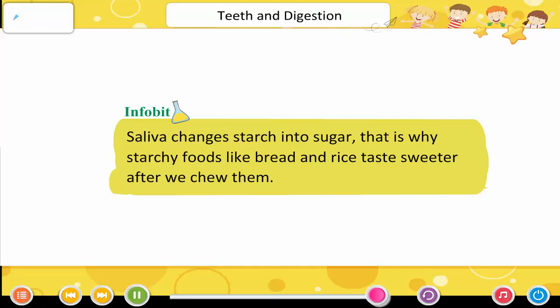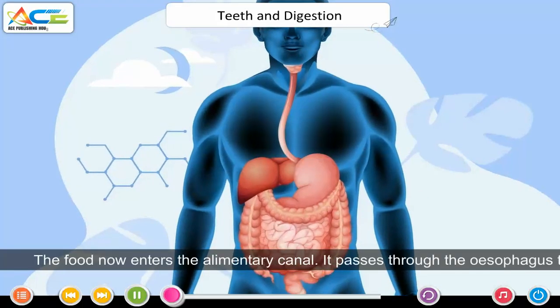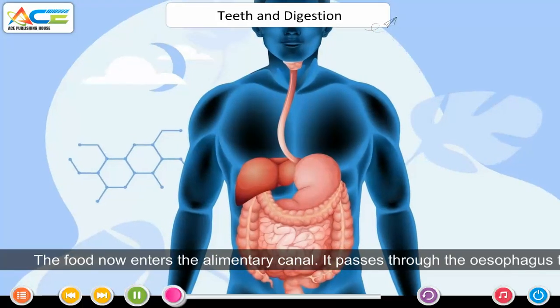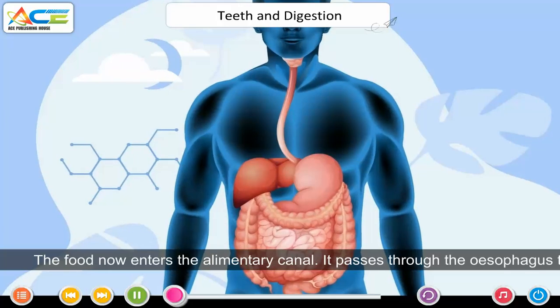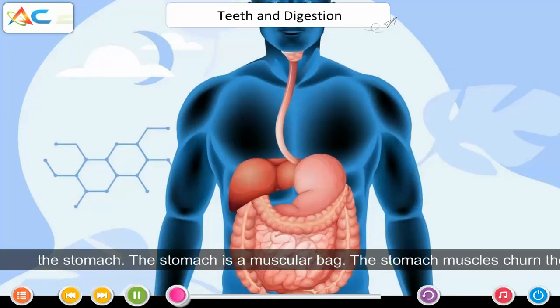Saliva changes starch into sugar. That is why starchy foods like bread and rice taste sweeter after we chew them. The food now enters the alimentary canal. It passes through the esophagus to the stomach.